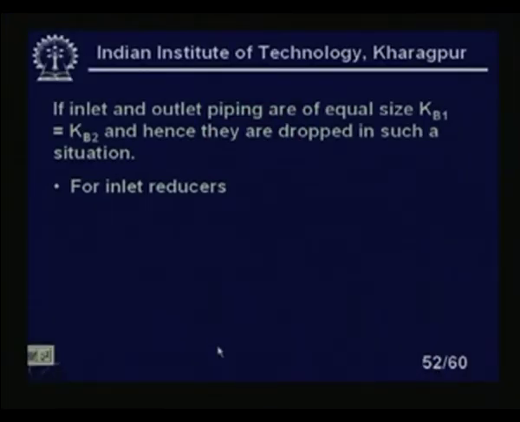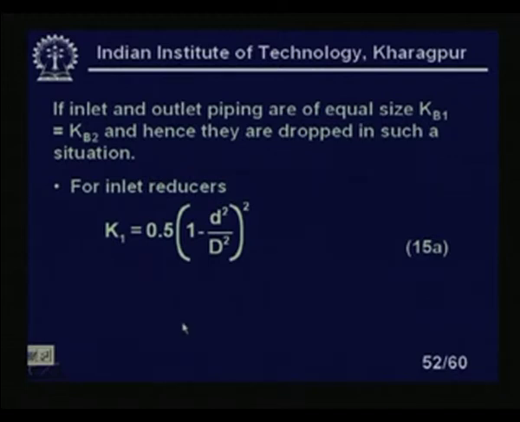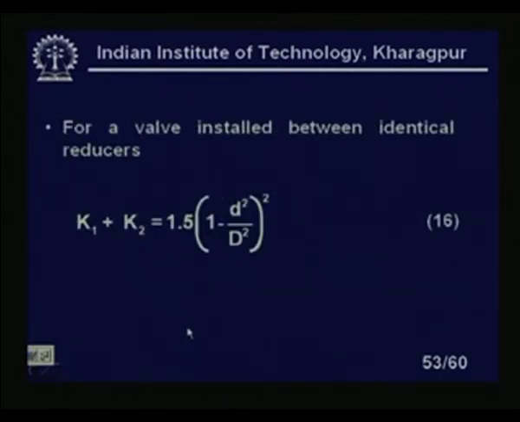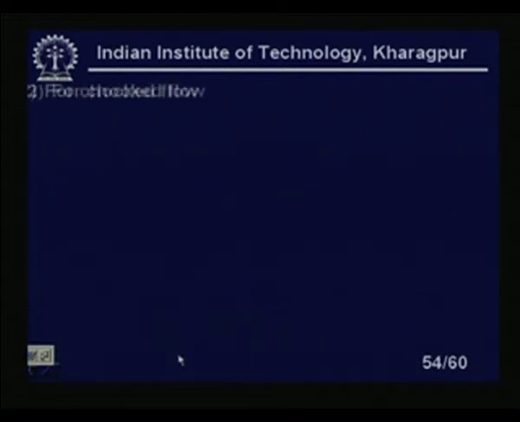So, for inlet reducers I can write K1 equals 0.5 times (1 minus d square upon capital D square) to the power whole square, and for outlet reducers I can write K2 equals (1 minus small d square by capital D square) whole square, which are equations 15a and 15b. For a valve installed between identical reducers, I can write K1 plus K2 equals 1.5 multiplied by (1 minus small d square by capital D square) whole square. This is equation number 16.